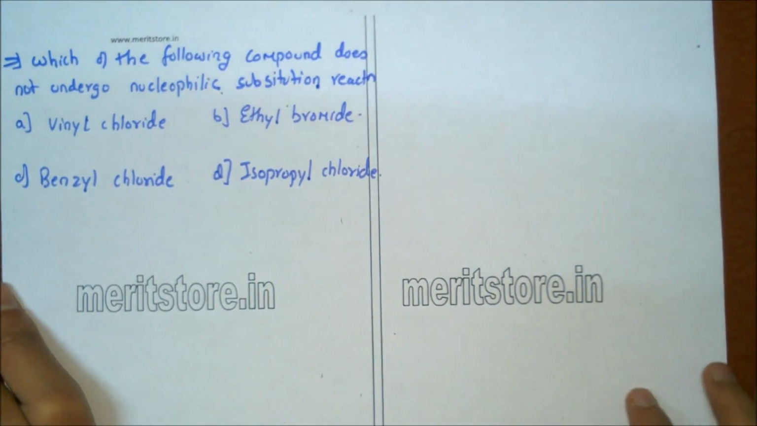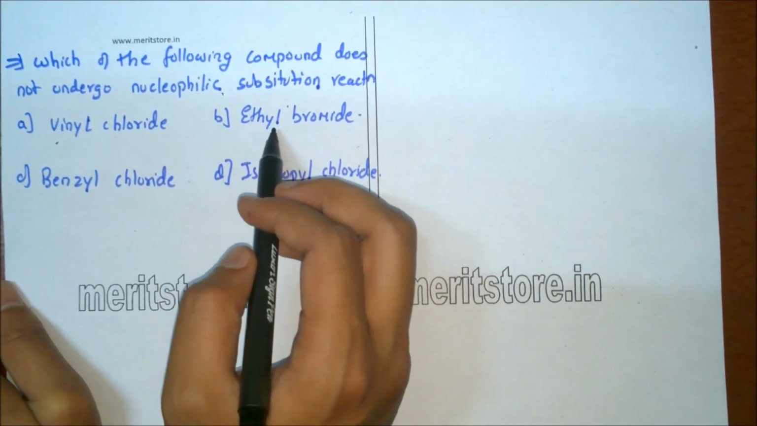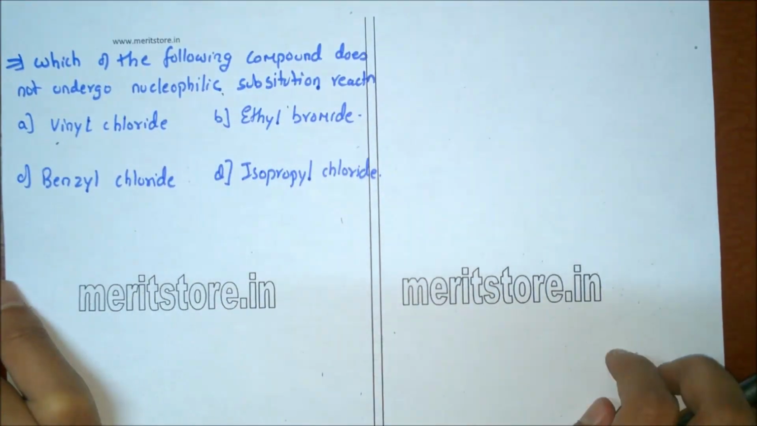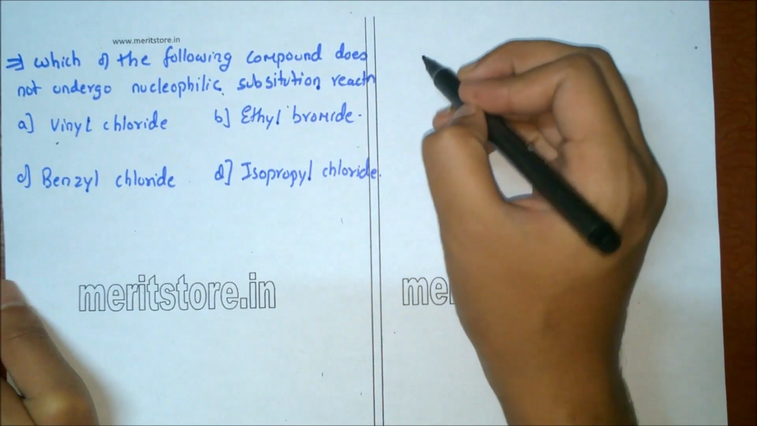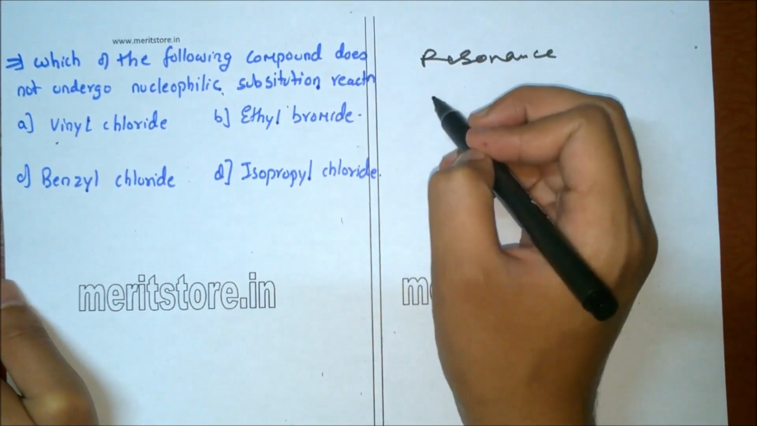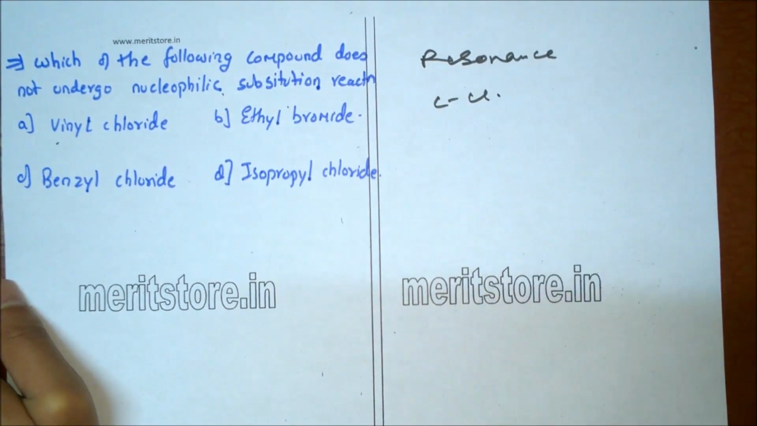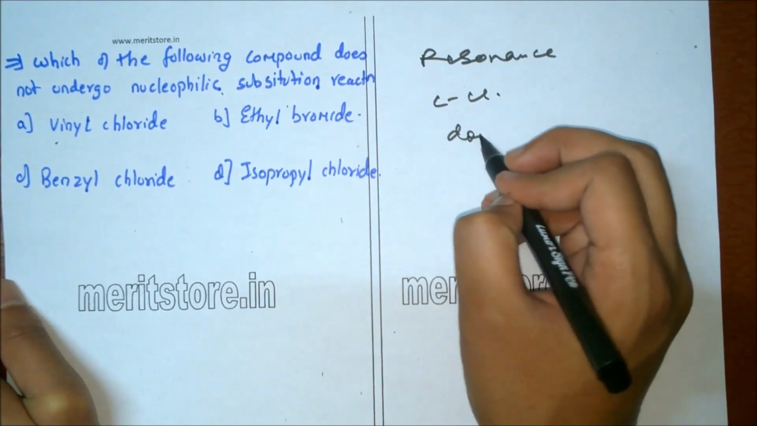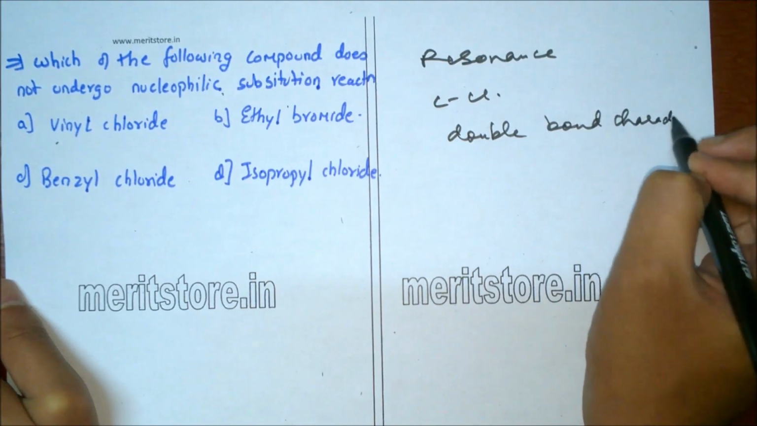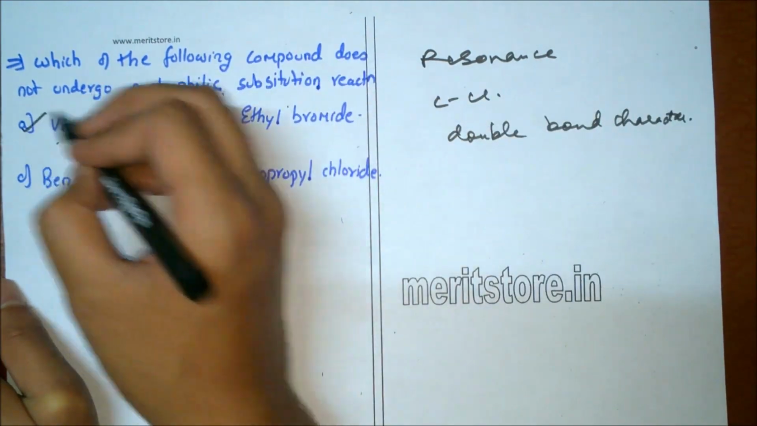Which one of the following compounds does not undergo nucleophilic substitution reaction? A. Vinyl chloride, B. Ethyl bromide, C. Benzyl chloride, D. Isopropyl chloride. As a result of resonance and various resonating structures, the carbon-chlorine bond acquires some double bond character. Hence, vinyl chloride does not undergo nucleophilic substitution reaction. Option A.